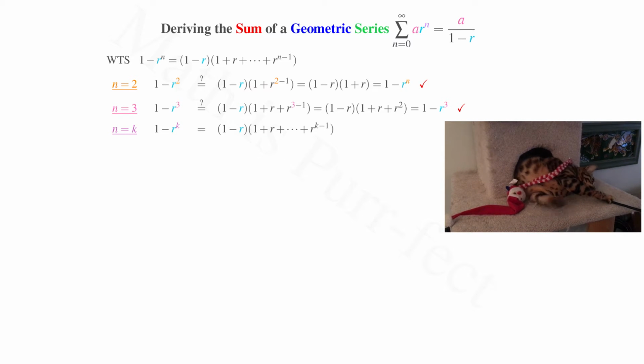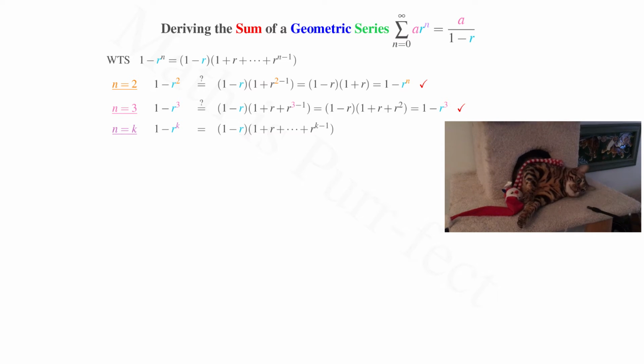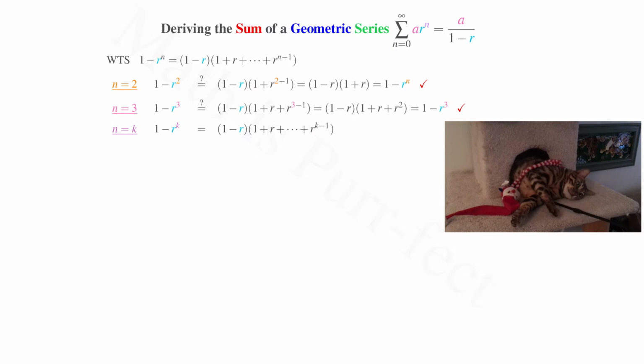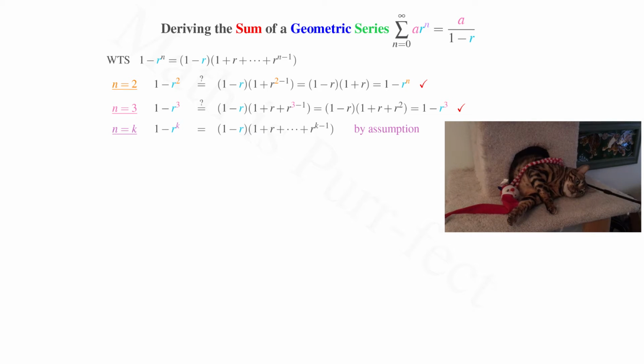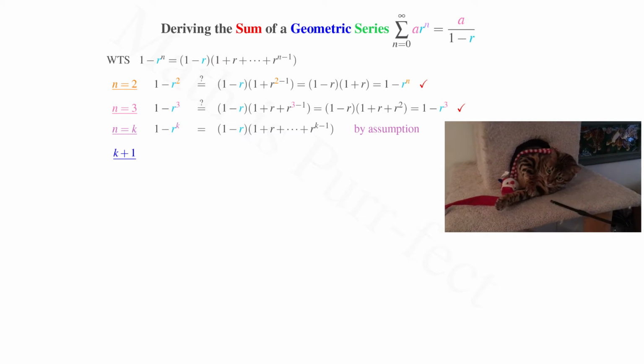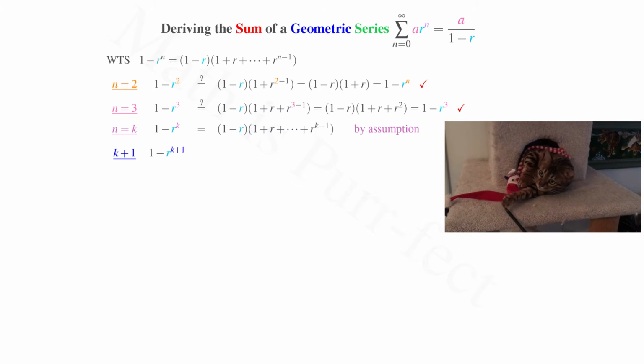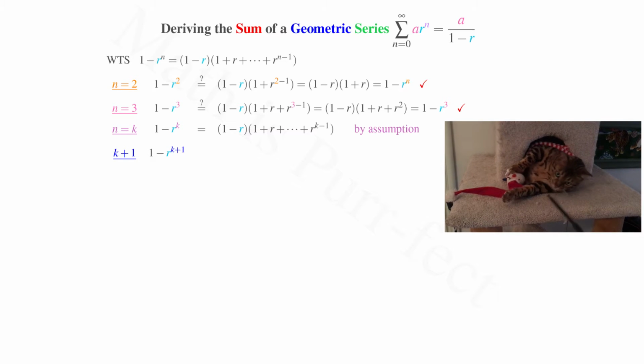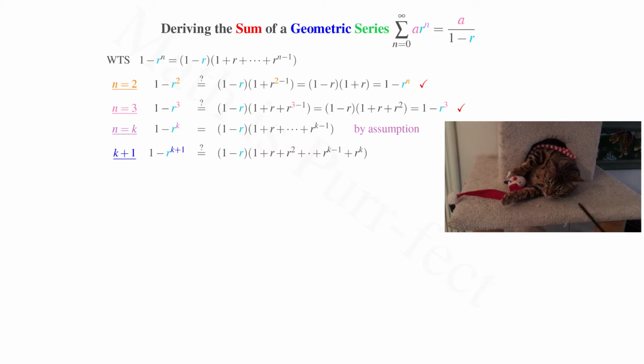Moving to n equals k, we can set 1 minus r to the kth power equal to 1 minus r times the quantity 1 plus r plus ... plus r raised to the k minus first power by assumption. But will this hold true in the k plus first case? Is 1 minus r raised to the k plus first power equal to 1 minus r times the quantity 1 plus r plus ... plus r raised to the k minus first plus r raised to the k?